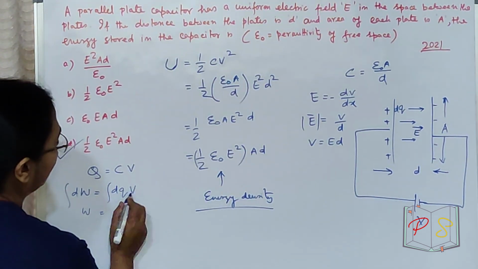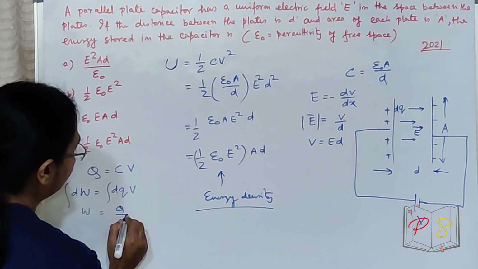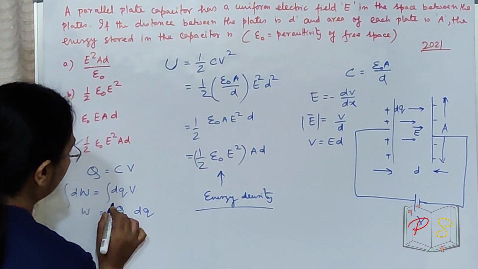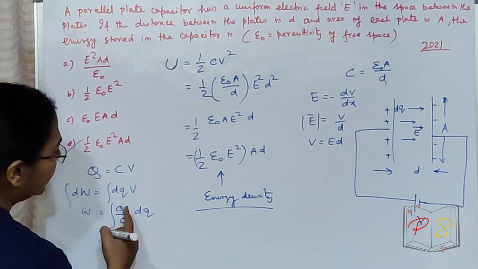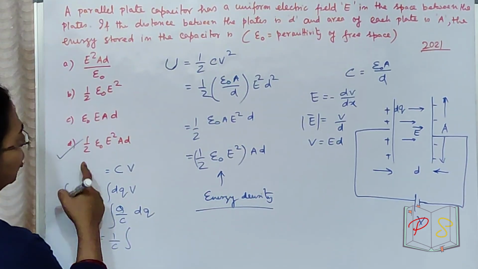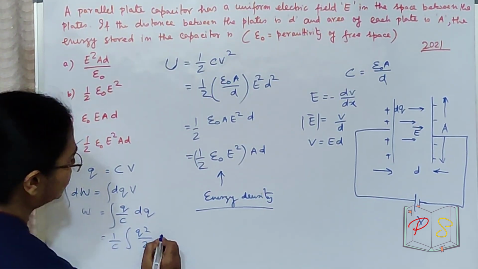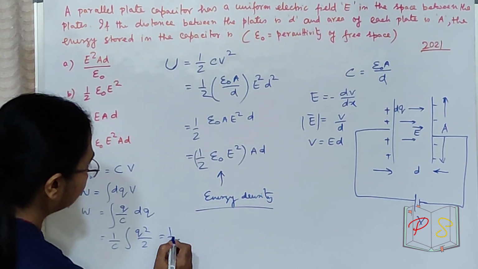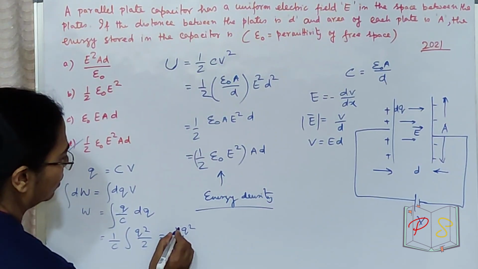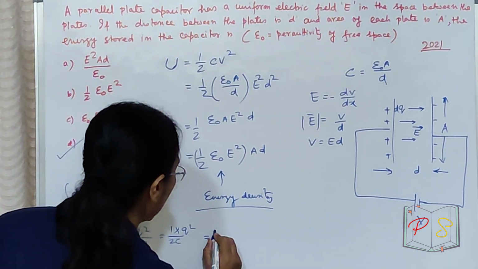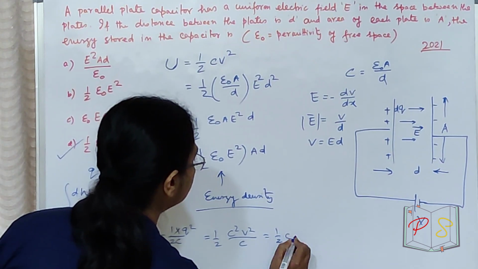W equals integral of V dq. V is Q by C. For V, you write q by C into dq. This 1 upon C is constant. Integration of small q dq gives q square upon 2. So half, 1 upon C into q square. You get half of q square, meaning C square V square divided by C. So half C V square.